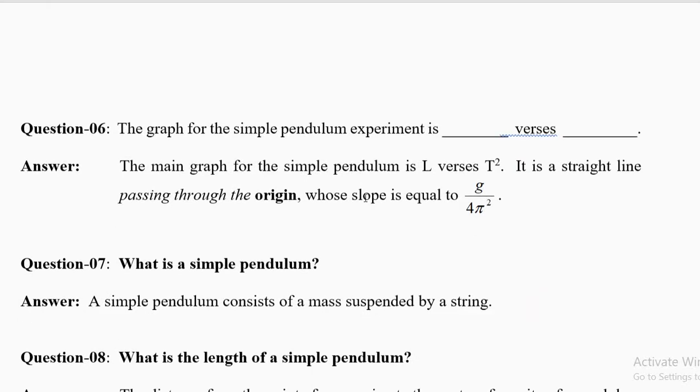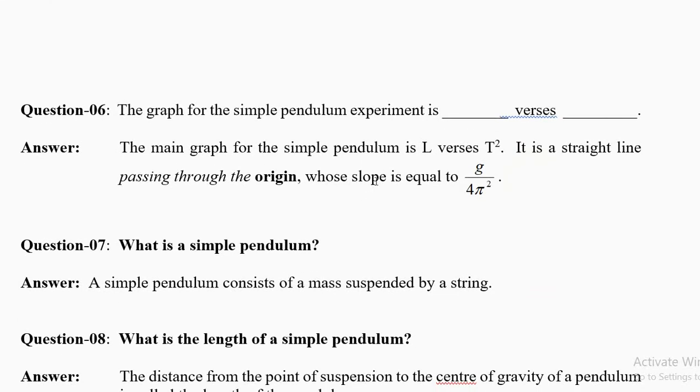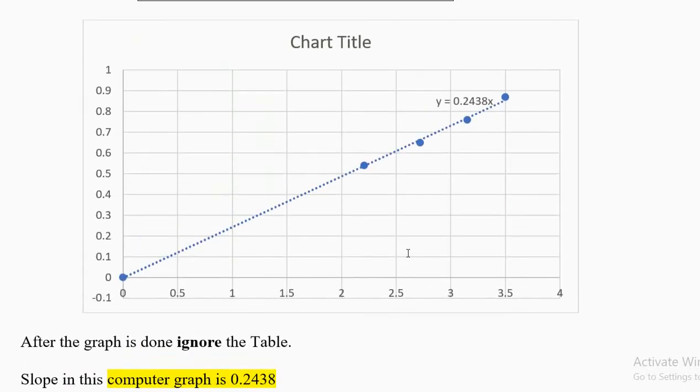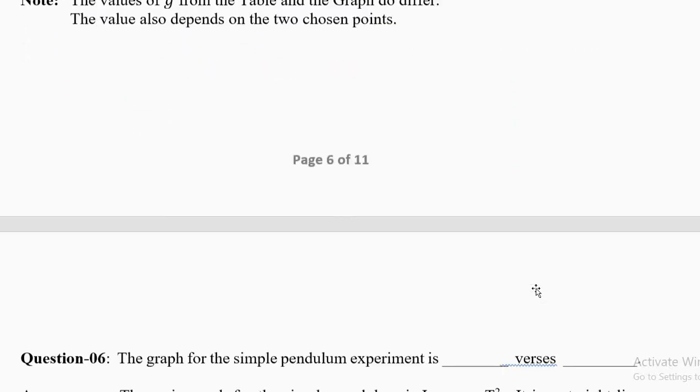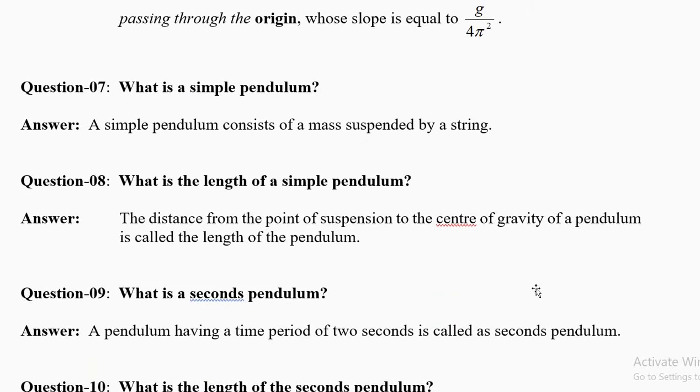Now, question 5 is over with 2 sets of data. Question 6: the graph of the simple pendulum is dash versus dash. L versus T square. Your answer is length versus T square. How do you get your answer? L versus T square. I have put all the important things in red and yellow. So just do it. L versus T square.